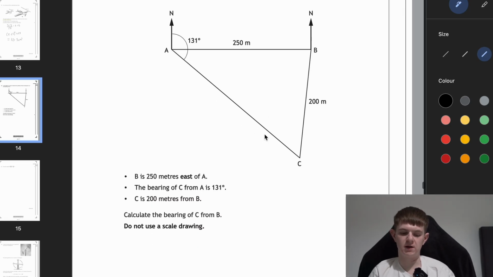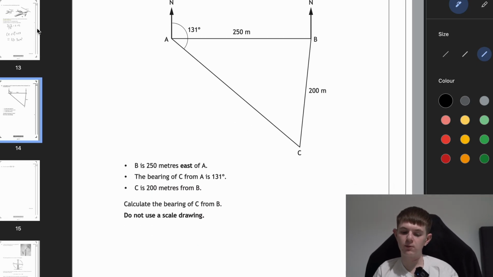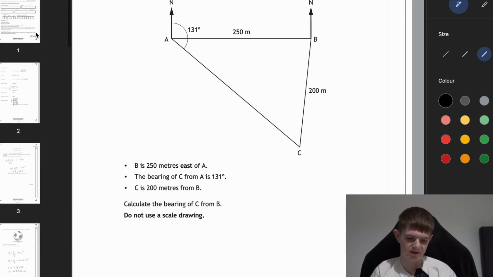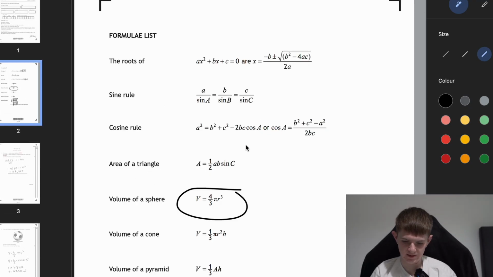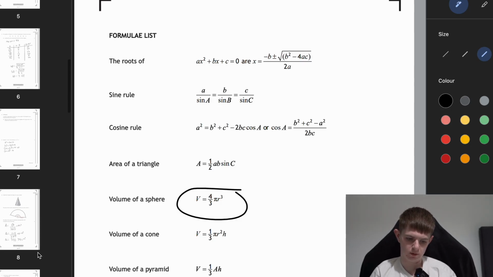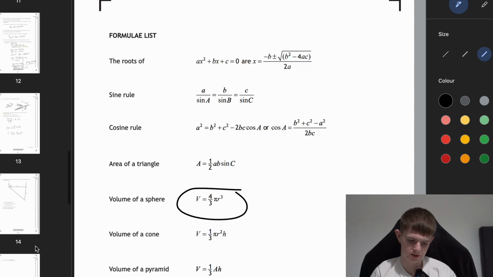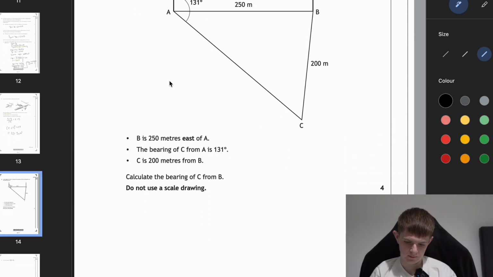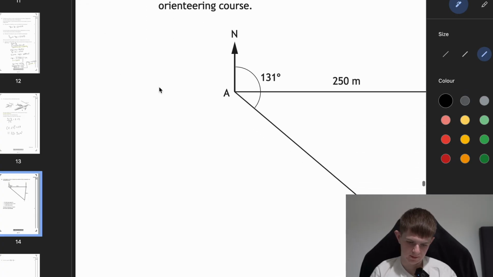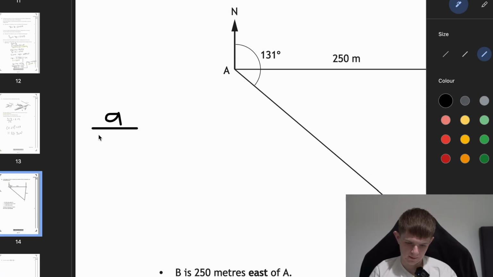So for question 12, we've got a wee bit of bearings. I'm going to use the sine rule for this one. If you go back to your formula sheet, you can see the sine rule in here. I'm going to use that. So going back to the question, we have a over sine A equals b over sine B.